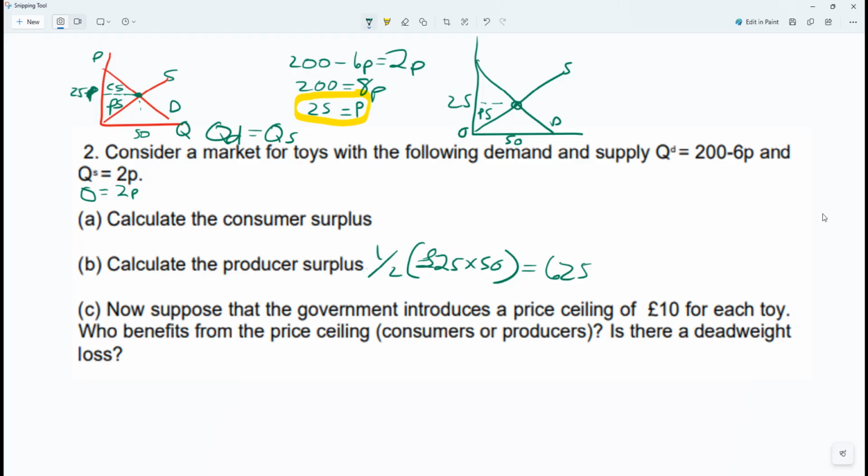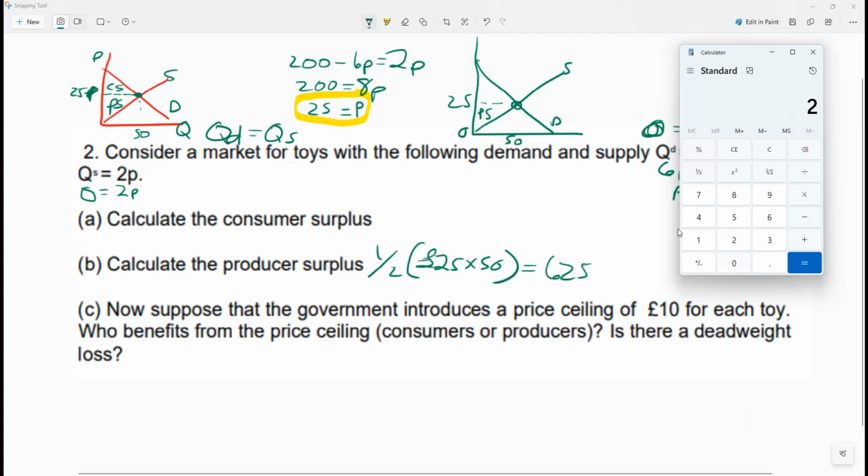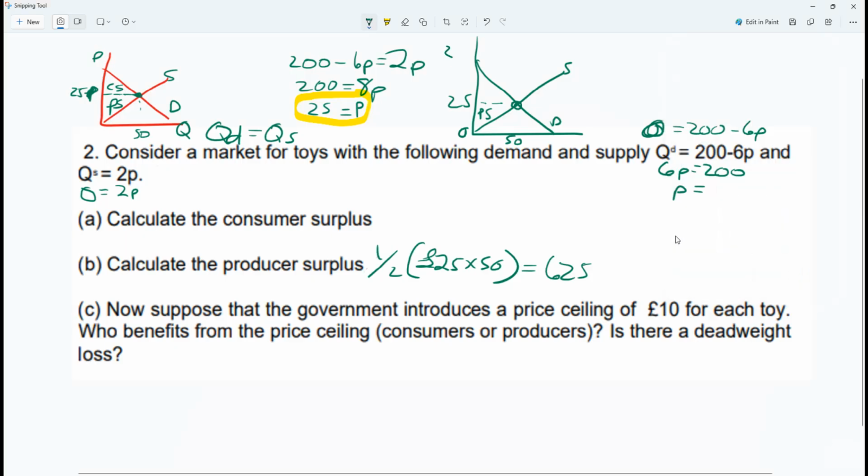Okay, the consumer surplus. If I put a 0 for quantity here, what number is this going to give me? I get 200 minus 6P, so 6P equals 200, P equals 200 over 6. What is that? It is 33 1/3. That's called the reservation price or the choke price. So that's the beginning there. So 33 1/3 down to 25.